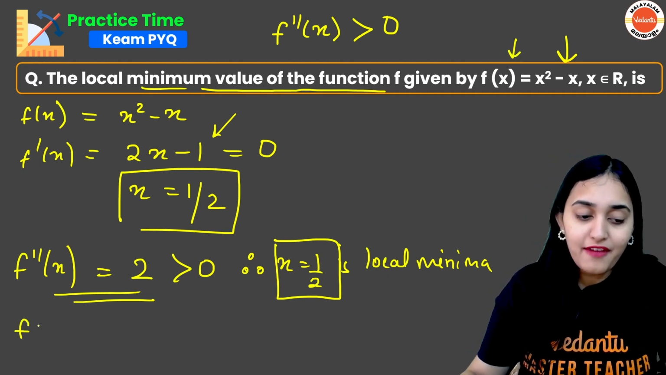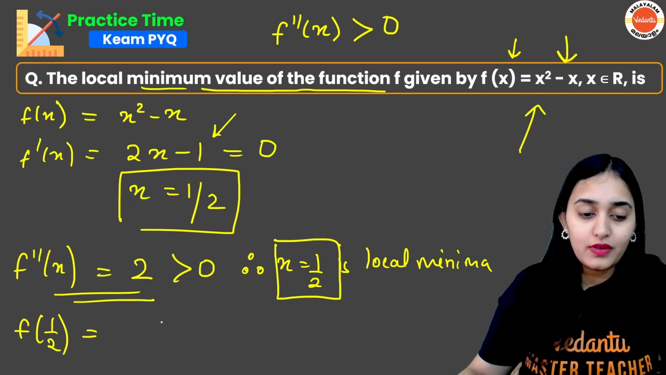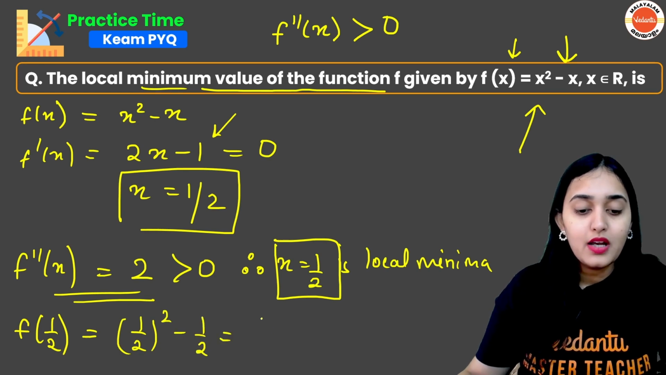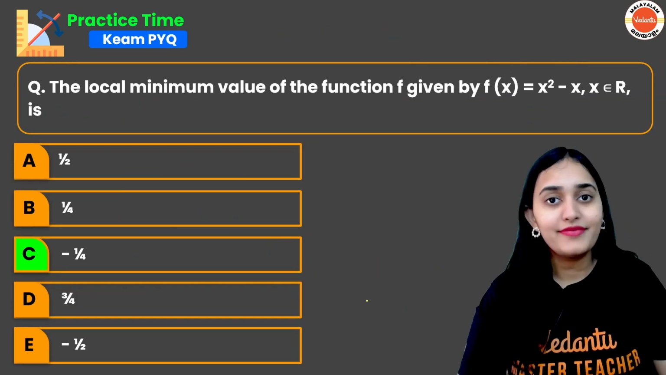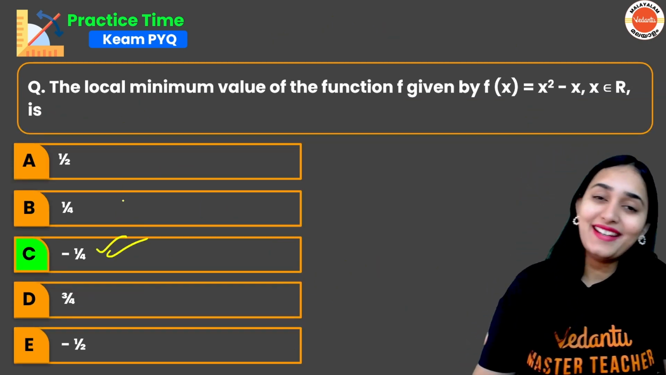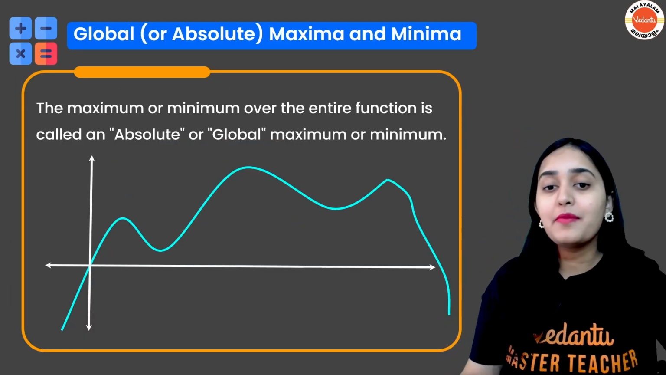So simply f of 1 by 2 you will find out. f of 1 by 2 will be 1 by 2 whole square minus 1 by 2. So 1 by 4 minus 1 by 2 is minus 1 by 4. This should be your answer. Yeah, minus 1 by 4. Understood? Now, let's learn about global maxima or global minima.